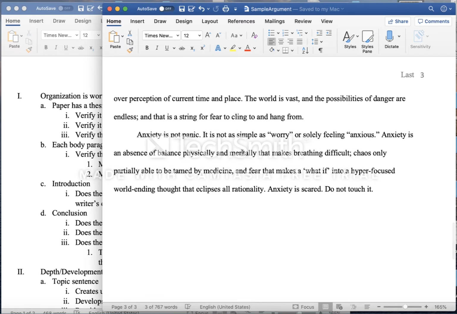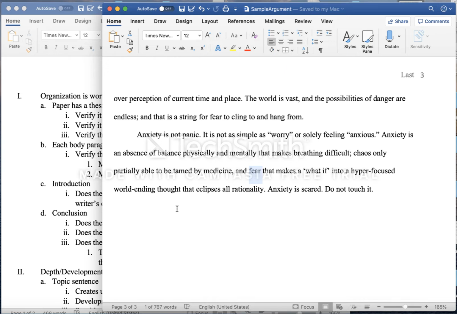Anxiety is not panic. It is not as simple as worry and solely feeling anxious. Anxiety is the absence of balance, so we have that again. Physically and mentally, that makes breathing difficult. Chaos, only partially able to be tamed by medicine. And fear, that makes a what if into a hyper-focused, world-ending thought that eclipses all rationality. Anxiety is scared. Do not touch it.